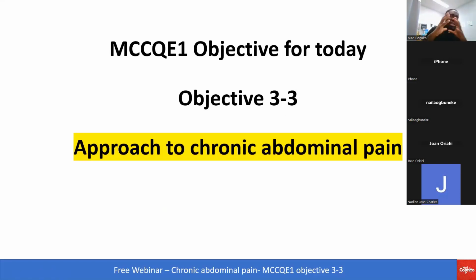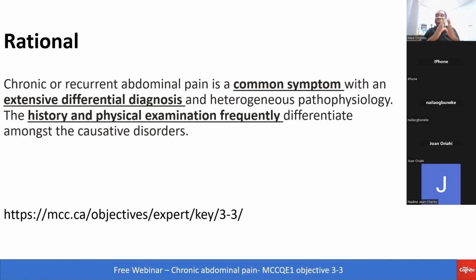So you remember that the exam is based on objectives, and that is what we have been preaching to all our candidates: follow the MCC objectives, follow the MCC objectives, follow the MCC objectives. So that's exactly what we are going to do today. We've covered a lot of the objectives, objective one, objective two, a lot of them. And now we are on objective 3.3.